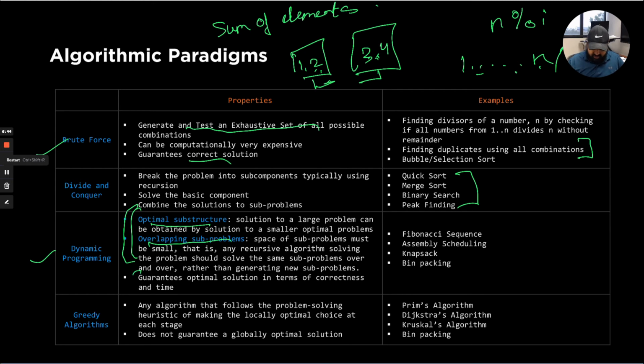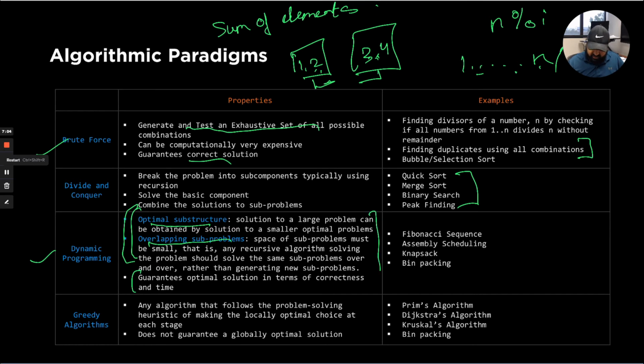Now, dynamic programming always guarantees you an optimal solution in terms of correctness and time. These are usually fast to compute compared to other paradigms like divide and conquer or greedy. Also, they will always give you the correct answer. That is a key thing.